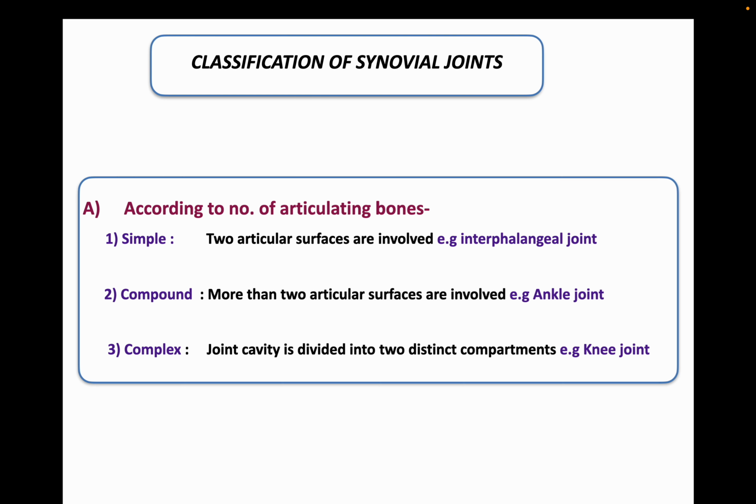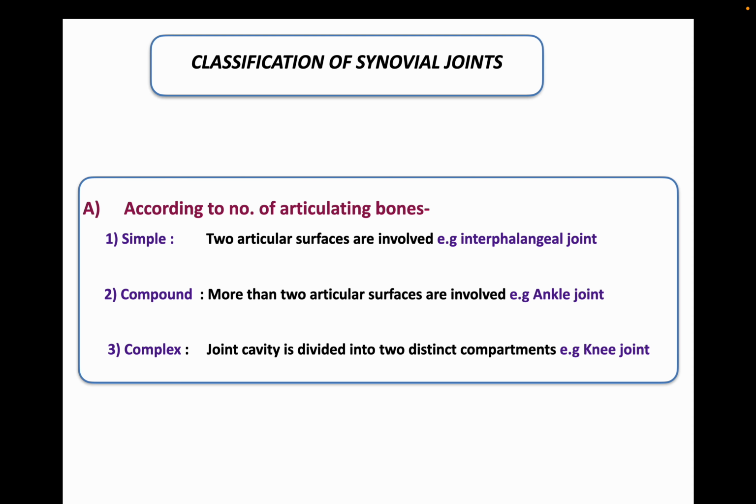Now what is the classification of the synovial joint? If we see the number of articulating bones, the synovial joint may be simple, compound or complex. Simple is when two articular surfaces are involved, which is seen in the interphalangeal joint. If more than two articular surfaces are involved, for example the ankle joint, we call it compound.